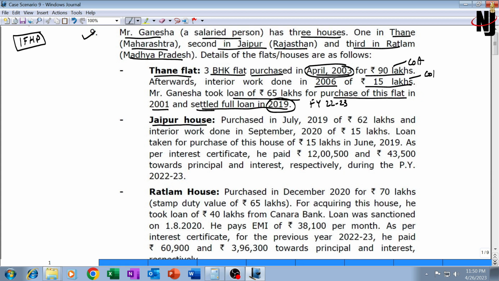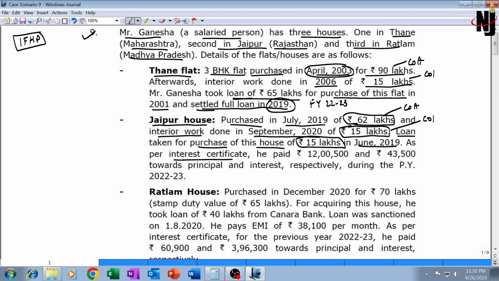We will see. Jaipur house is the second property, purchased in July 2019 for rupees 62 lakhs. This is the cost of acquisition, and interior work was done in September 2020, that is in financial year 2021, for 15 lakh rupees. 15 lakh rupees will be the cost of improvement in case we have to calculate capital gain also for this property. Loan taken for purchase of this house. Even for the earlier Thane flat, loan was taken for 65 lakhs. Here the loan is taken for purchase of this house for rupees 15 lakhs in June 2019.